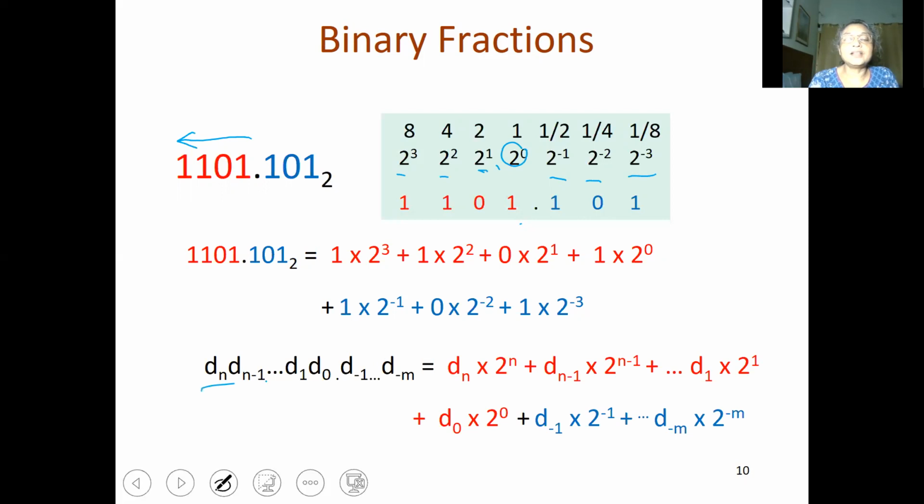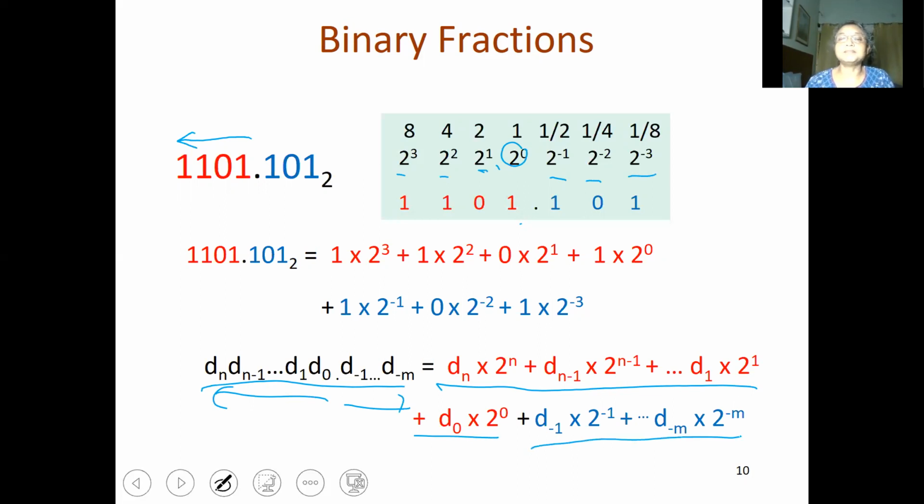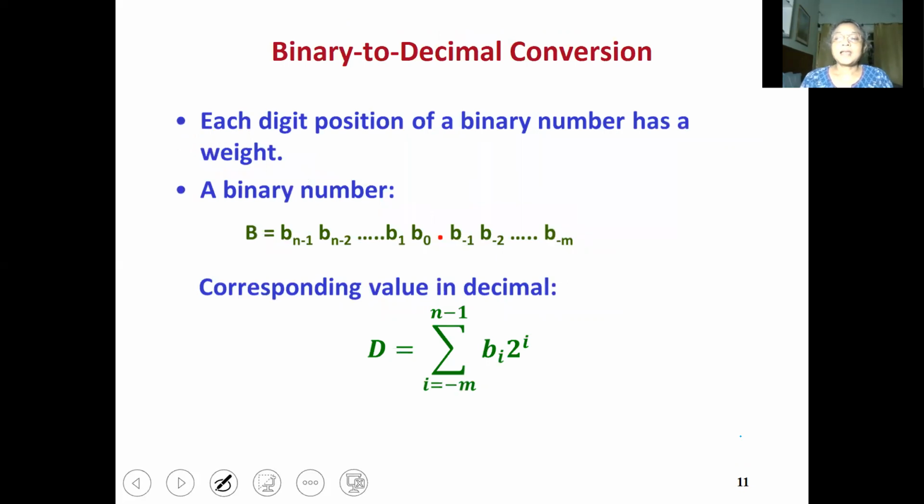And in general, for a binary number which has n bits to the left of the binary point and m bits to the right of the binary point, this red represents the value of the integer part of the number, and this blue represents the value of the fractional part of the number. Next, we will look at how to convert a binary number to a decimal number and vice versa. First, let's look at a binary to decimal conversion.